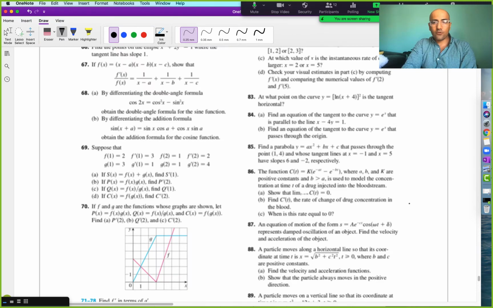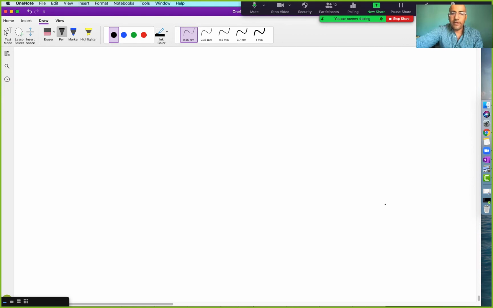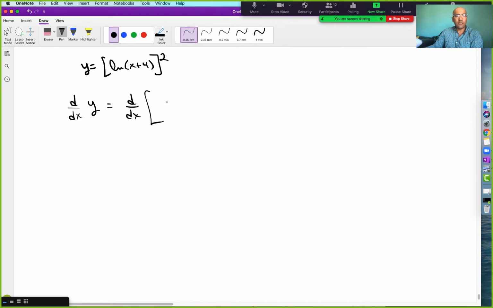Okay, all right, so let's do some actual work. We need to find the derivative of this thing. So we have that y equals (ln(x + 4))^2, and we need to find d/dx of y, which is going to be d/dx of this thing, (ln(x + 4))^2. Good. So this is going to be equal to 2 ln(x + 4) to the power of 1.